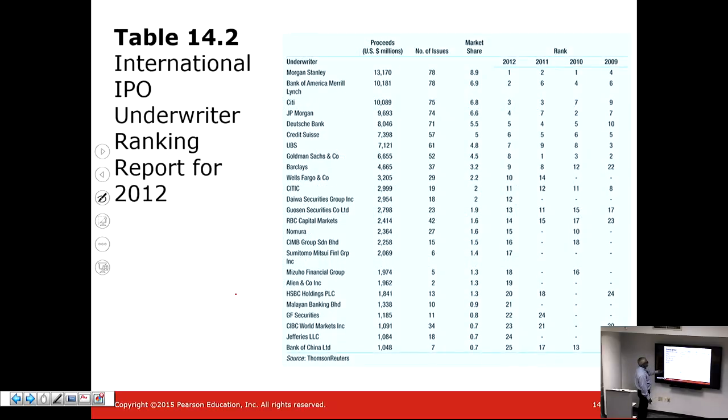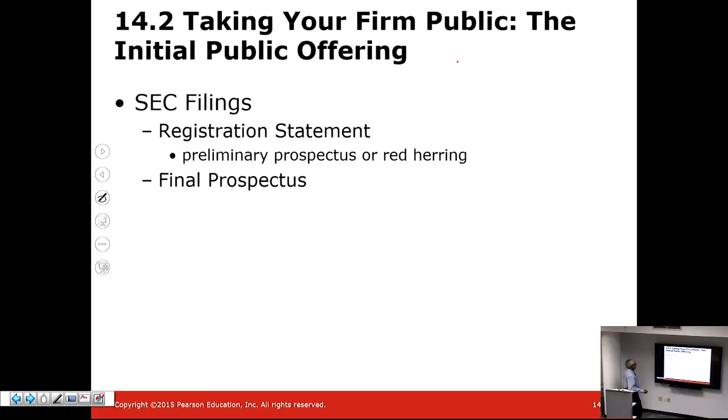You can see some of the major underwriters in the US market. This is for reporting period 2012. And you can see they're pretty large. $13 billion in capital in proceeds from 78 issues, Morgan Stanley owning 8.9% of the market, and so on and so forth. So we will stop over here and continue next class, taking a deeper dive into how the process of underwriting actually works.